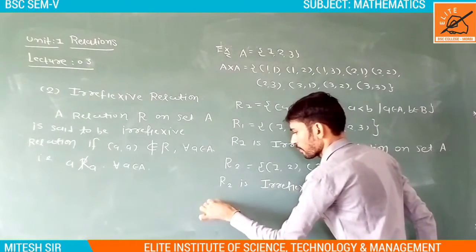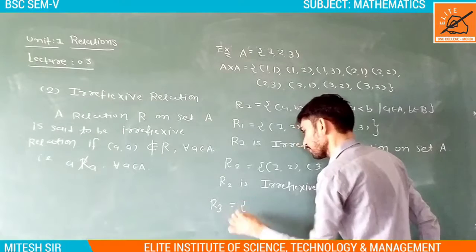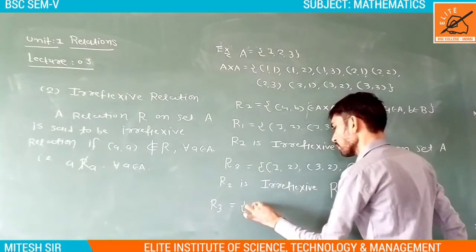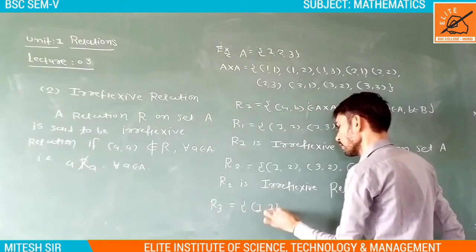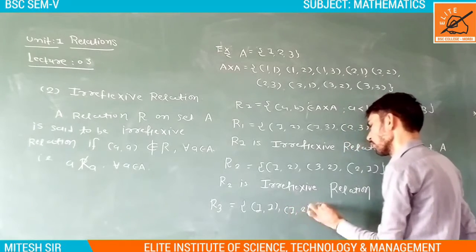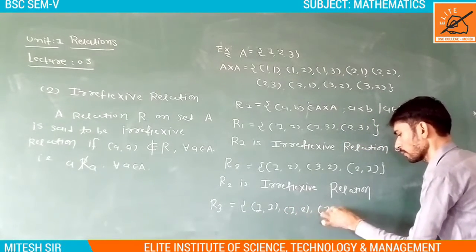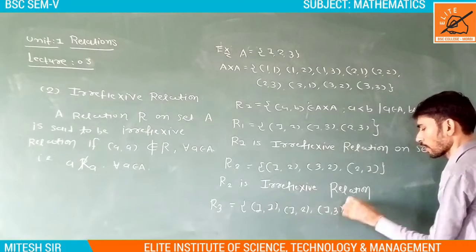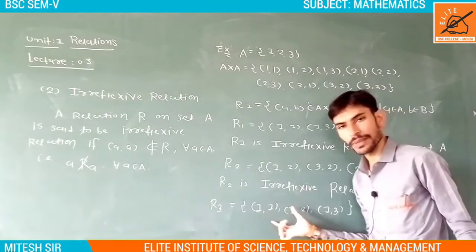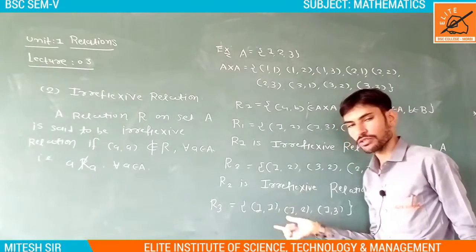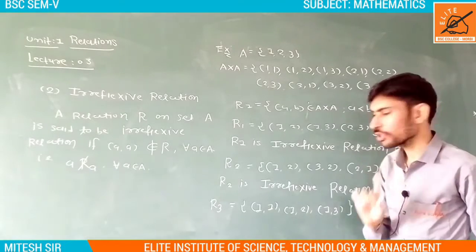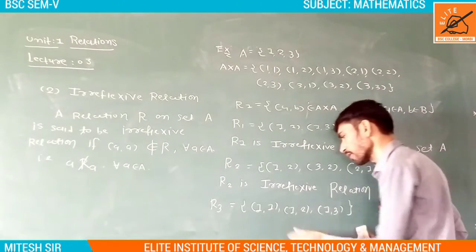Now we write R3. We write the ordered pairs 1 1, 1 2, 1 3. Now the question is, is it irreflexive? So your relation R3 is not irreflexive. Why? Because your relation contains the pair 1 1.